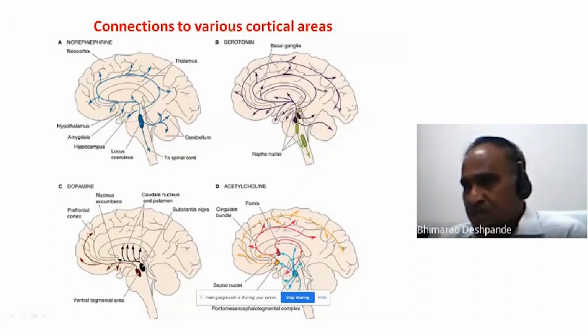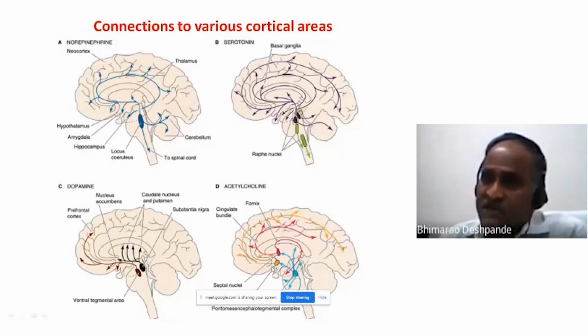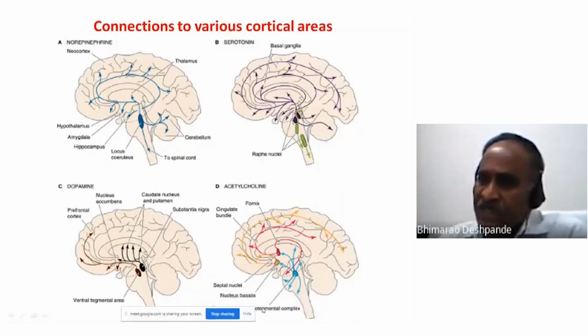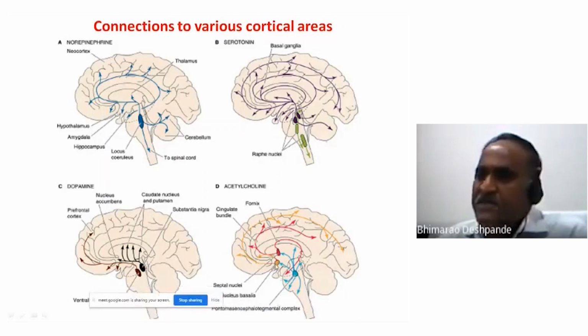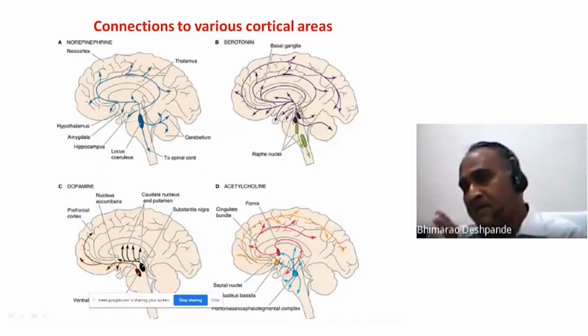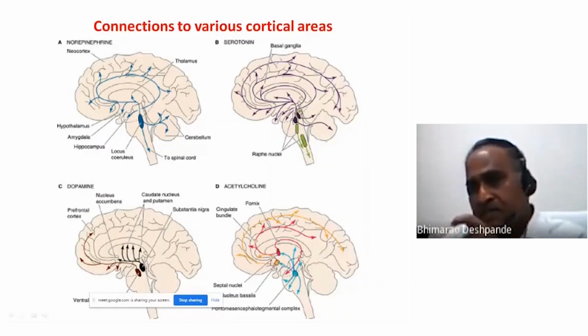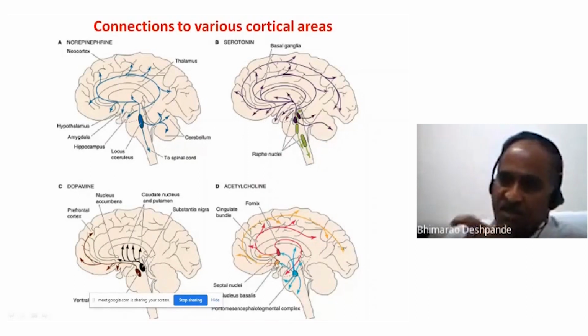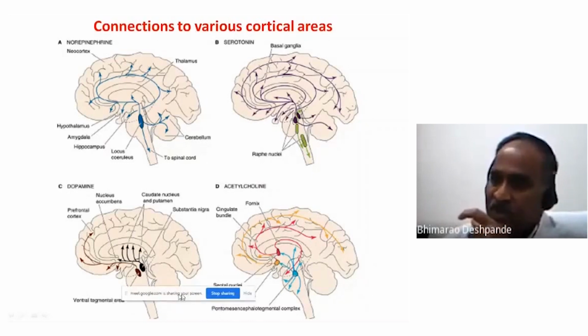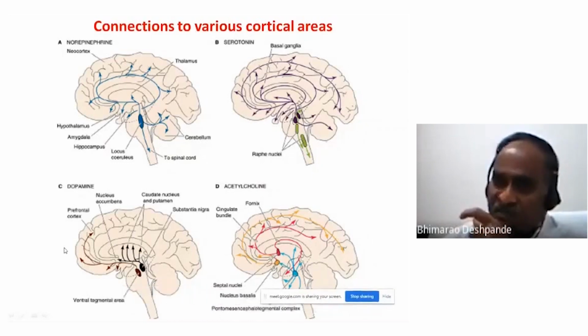This is the cholinergic component, especially the basal cholinergic area, the nucleus basalis, and this component is especially essential for memory. In Alzheimer's disease, this part is affected. This part forms the circuit of Papez. So that is cholinergic, and if this is missing, or they lose these connections, then you will lose the memory function.